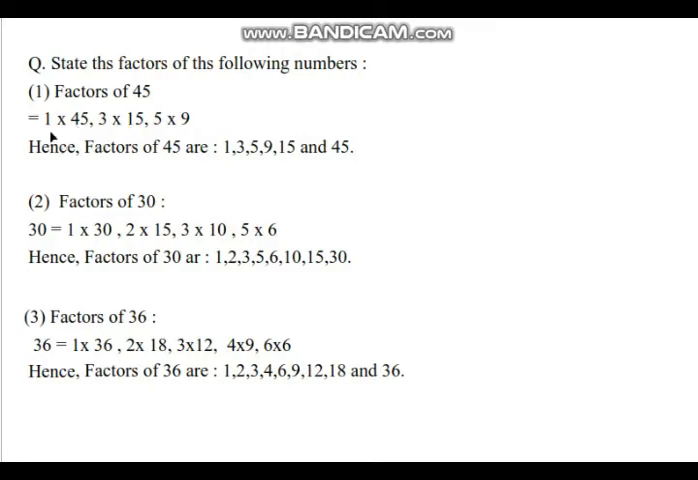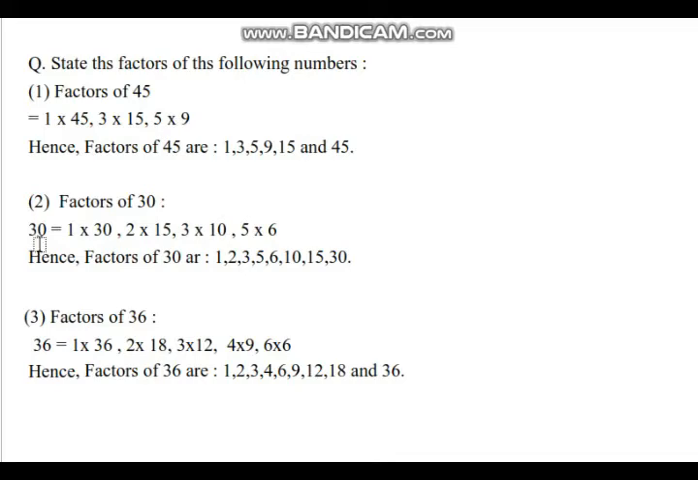So let us find out factors of 45. So we have to find out the exact divisors of 45, or the numbers which divide 45 exactly. That means 1 into 45, 15 3s are 45 and 9 5s are 45.